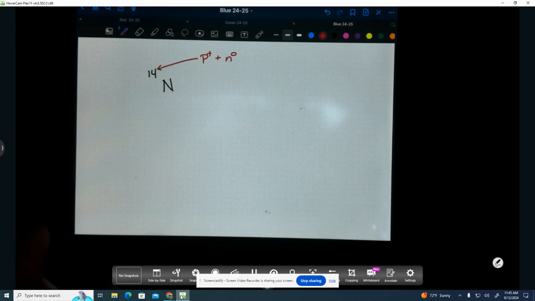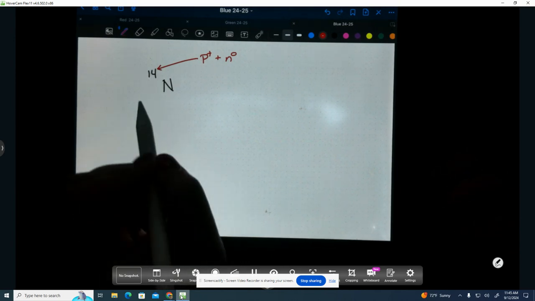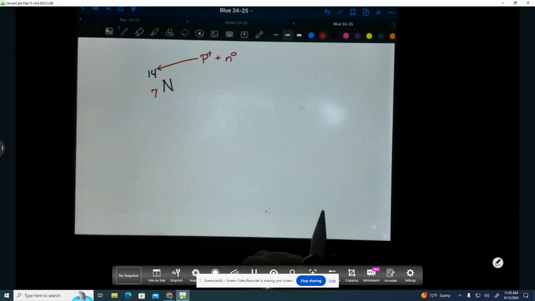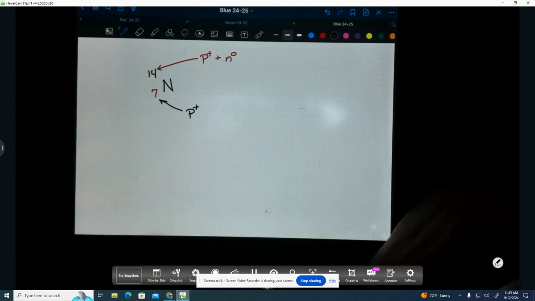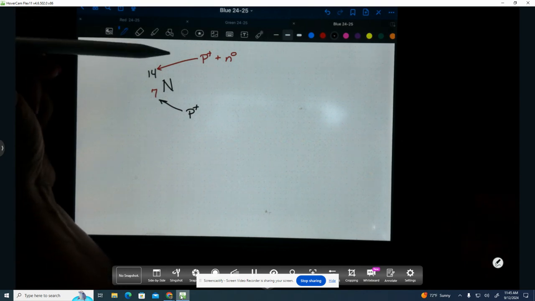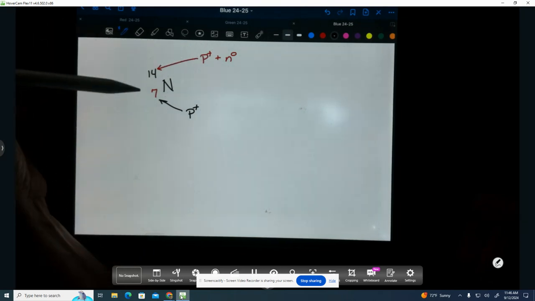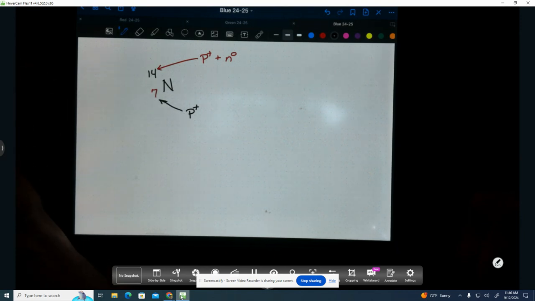Okay? Alright, so nitrogen 14 means it has 14 as its mass. What is its atomic number? 7. It's a good number. This number right here is the number of protons. We talked about that before. Well, if it has 14 protons plus neutrons, and 7 protons, how many neutrons does it have?